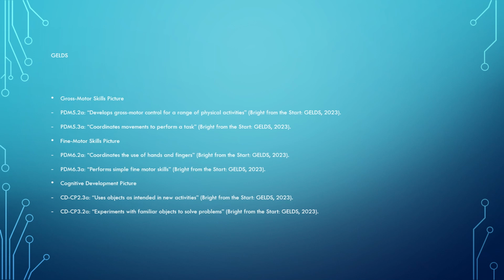So the GELDs that I picked for the cognitive development picture are CD/CP 2.3A and CD/CP 3.2A. And the first one says uses objects as intended in new activities. And then the second one says experiments with familiar objects to solve problems.